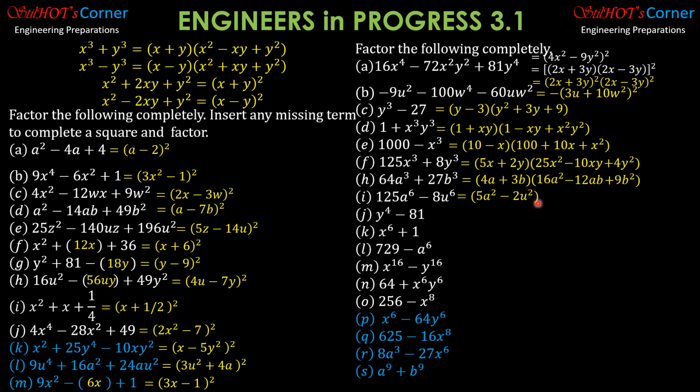Then the other factor would be a trinomial: the square of 5a², 25a to the fourth, then plus their product, 10a²u², then the square of 2u², plus 4u to the fourth.